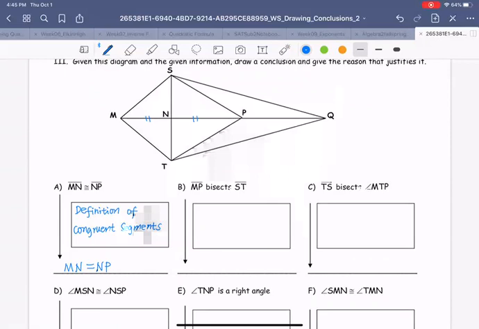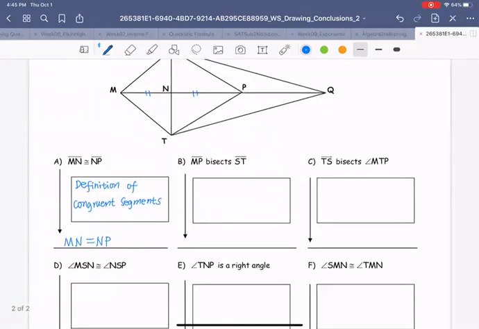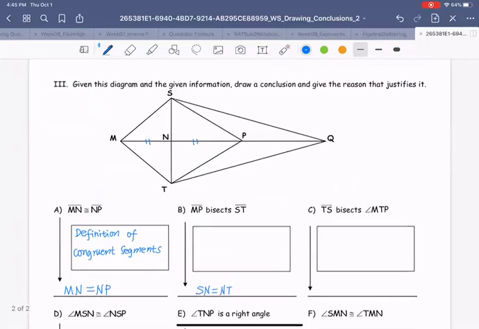MP is... SN equals NT, right? Yeah. Definition of angle bisector. Wait, not angle bisector. This thing bisects this angle, that's called an angle bisector. When you talk about the line, this is a line bisector, or segment bisector.